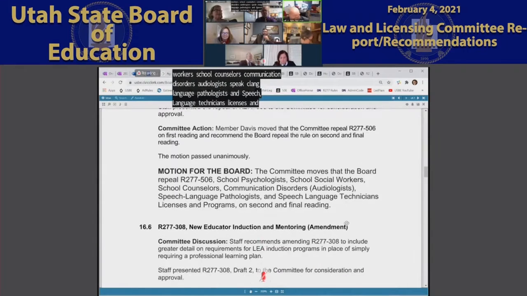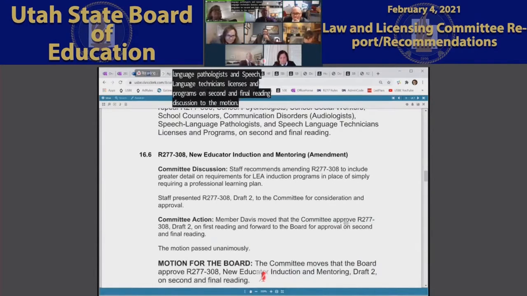Please continue. Item 16.6, R277-308, new educator induction and mentoring. This is an amendment. The committee moves that the board approve R277-308, new educator induction and mentoring, draft 2 on second and final reading. Okay, the motion before the board is that the board approve R277-308, new educator induction and mentoring, draft 2 on second and final reading. Discussion to the motion.